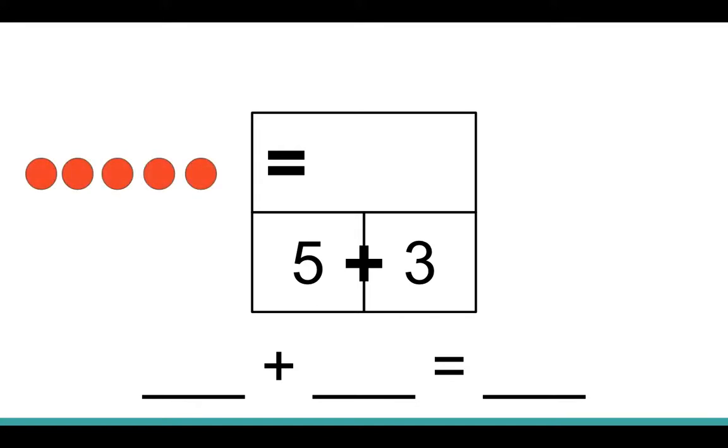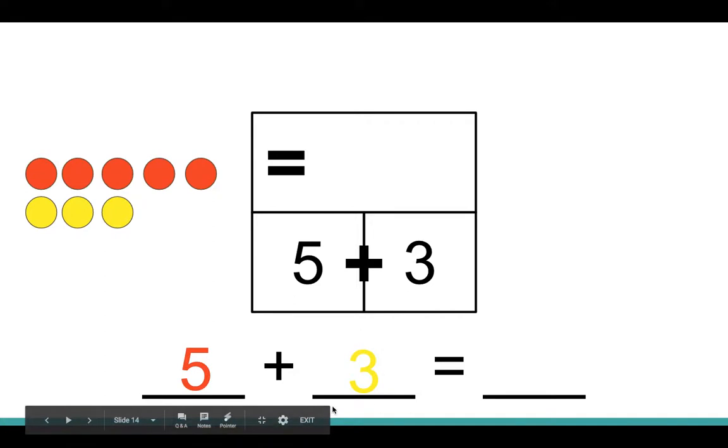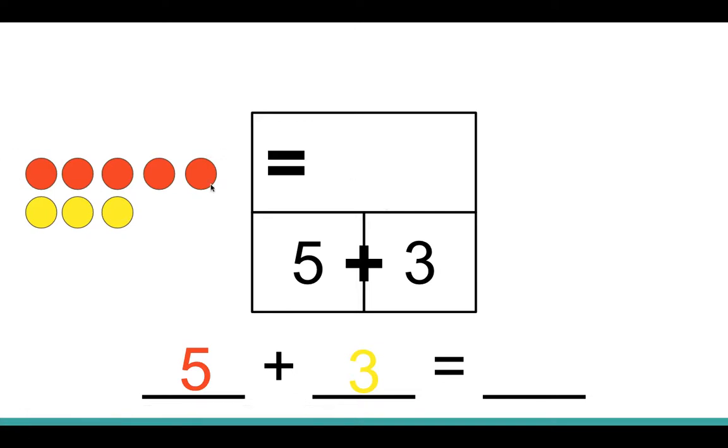We've got 5 as one part, 3 as the other part. Let's write it in our equation. 5 plus 3. I've got that addition symbol in between, which helps me make it in my equation down below. When I put the two together, I can make my whole. So 5 and 3 more: 5, 6, 7, 8 is 8. And so that is my whole up at the top.